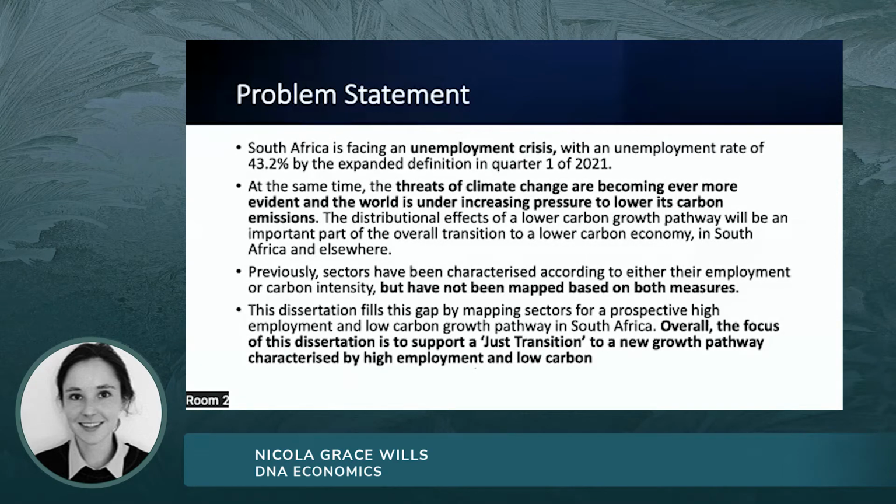But then at the same time, we have this climate crisis threat that we're dealing with, which is putting the entire world under a huge amount of pressure. So we can look at sectors separately and say, okay, this sector employs a lot of people, or this sector has very high carbon emissions. But putting them both together, I believe, is extremely useful in terms of the narrative of a just transition, because that's what you need. You need the low carbon, you need the high employers for the future growth pathway of South Africa. So that was where I wanted to fill that gap, to quantitatively map the sectors that way.